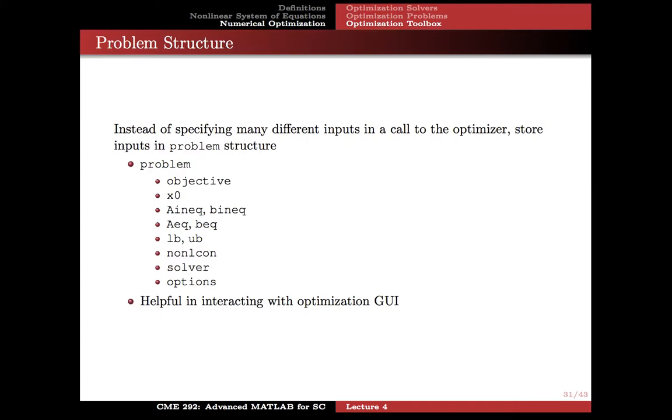So now let's look at this problem structure in more detail, since this would be the nicer way to call the code. Instead of specifying so many different inputs to the call to the optimizers, we can store the inputs in a problem structure. So these are the corresponding fields. We can have problem.objective, problem.x0, problem.Aineq, Aeq, lb, and these are going to be the same as seen on the prior slide. Okay, and this can be very helpful in interacting with the optimization GUI, which we're going to talk about later.